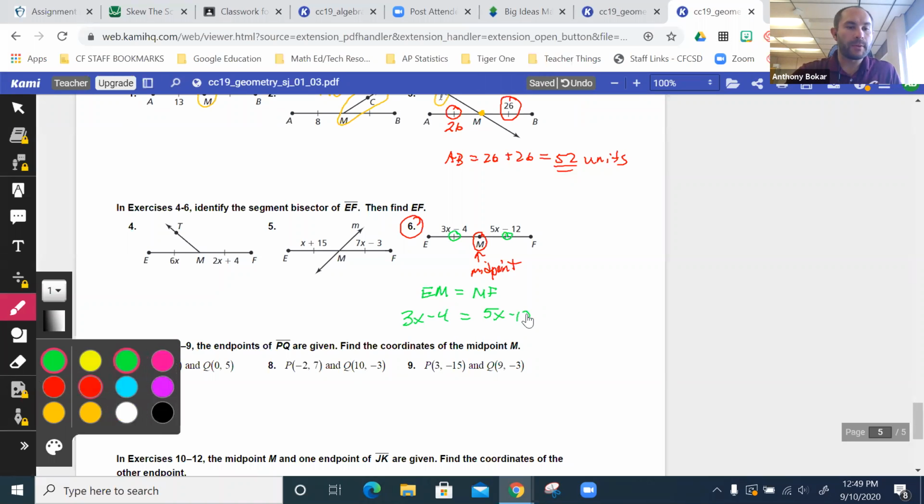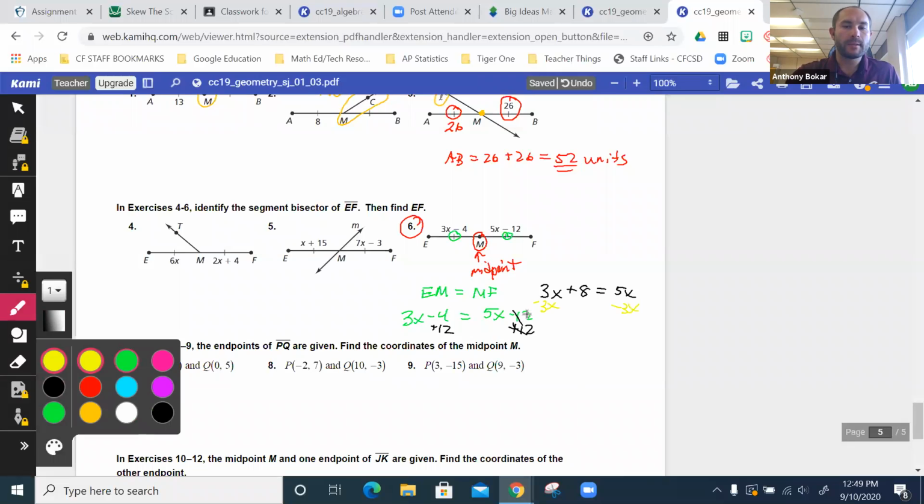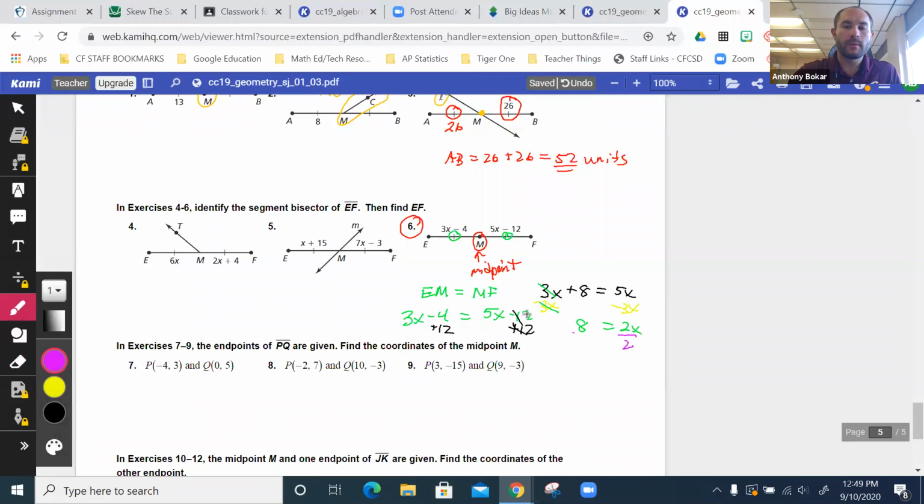So that's just undoing a few operations here. We can add 12 to both sides because that's the opposite of subtracting 12. Then we'll get 3x. Now 12 minus 4 is plus 8. And the right side is 5x. And then we can subtract 3x on both sides. And when we do that, we'll end up with 0 here, and that's 8. 5x minus 3x is 2x. And then finally, you can divide by 2 to get 4 for x.